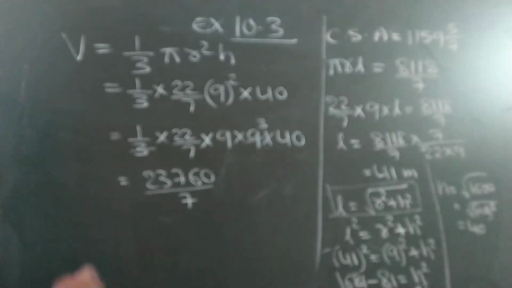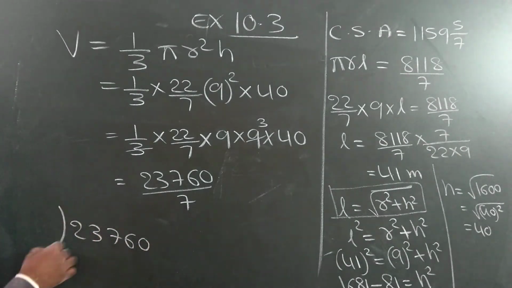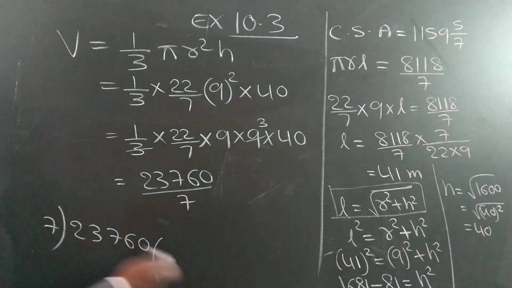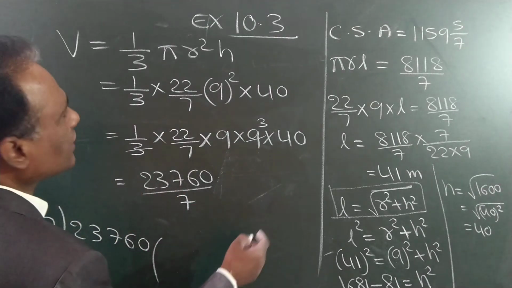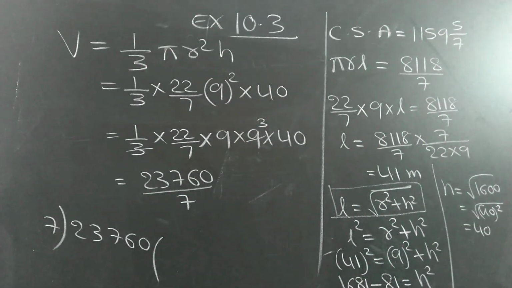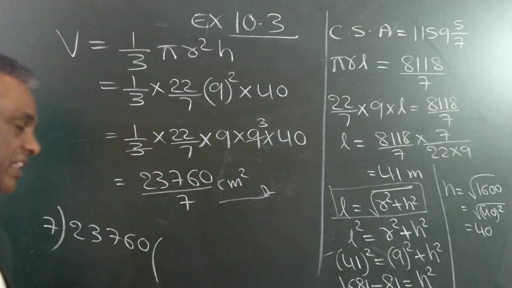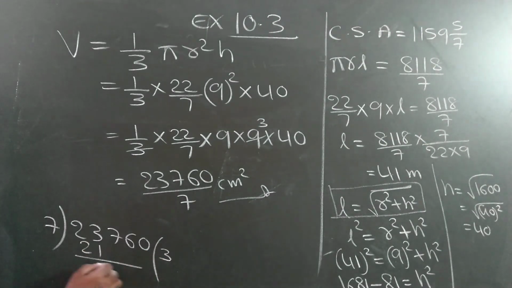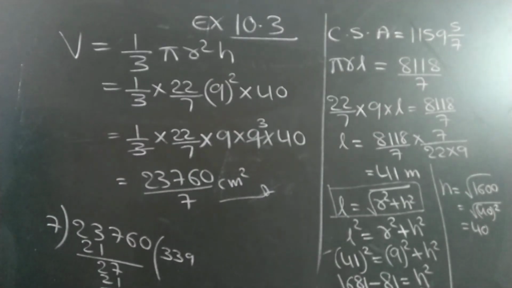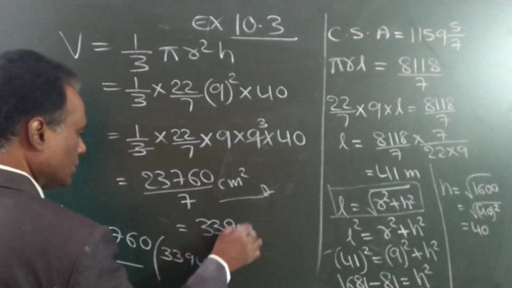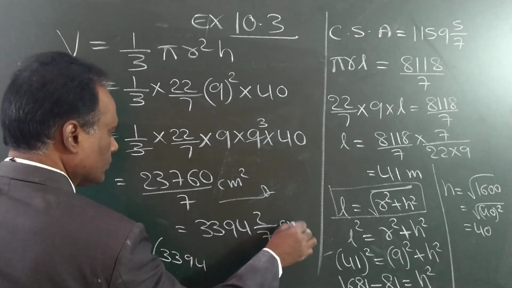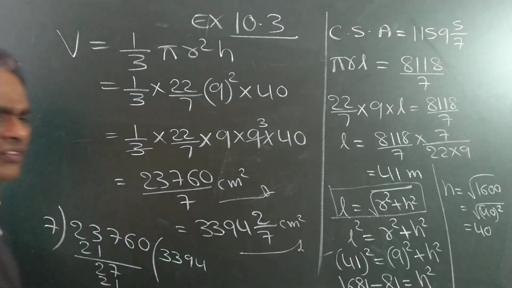That's all, by 7. This is the answer actually, but the answer is given in the mixed fraction. You can leave it here. This is what unit? Centimeters. That's all, centimeter cube. This is the answer, but the answer is given in the mixed fraction. So 7 3s are 21. Or we can write like this, as per the textbook answer.